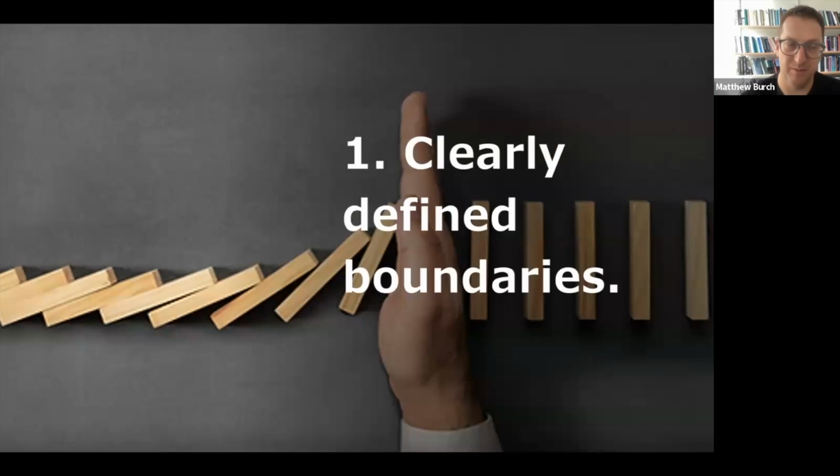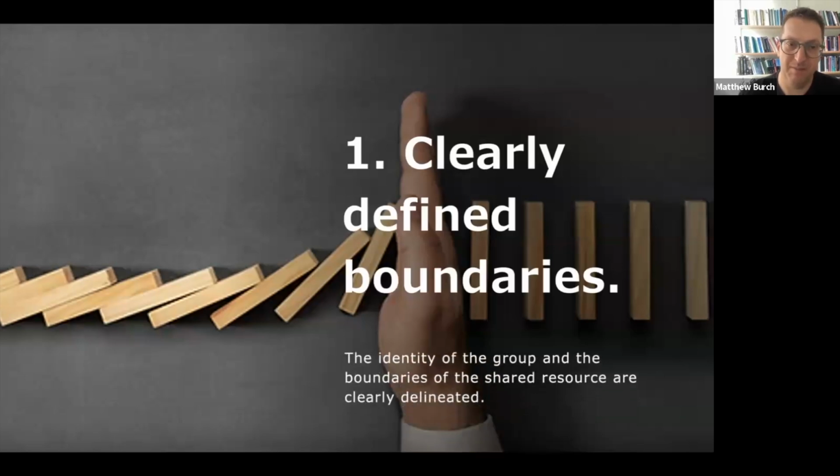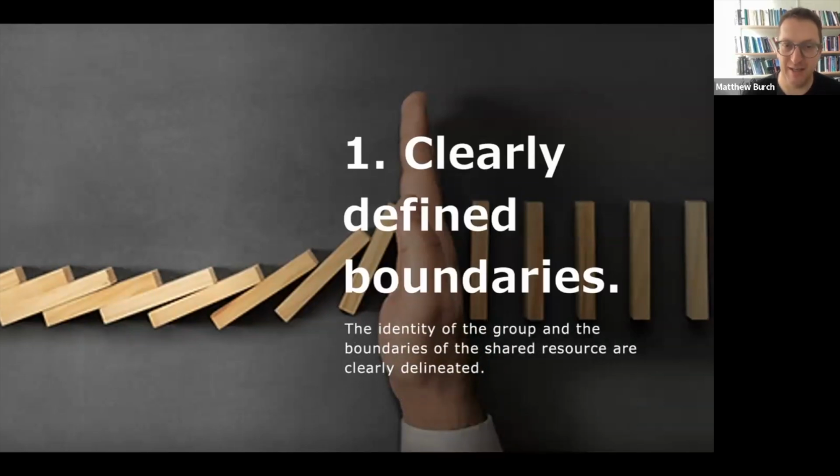So the first principle that she identified as being a really important feature of successful common pool resource management was clearly defined boundaries. And what she meant by this was that the identity of the group that was supposed to have access to the common pool resource was very clearly defined. And then also the shared resource itself. What was the resource that was at stake in this particular situation? That also needed to be clearly defined.